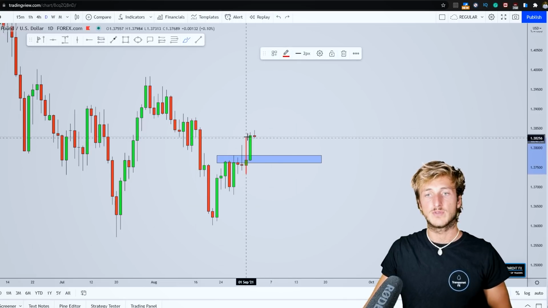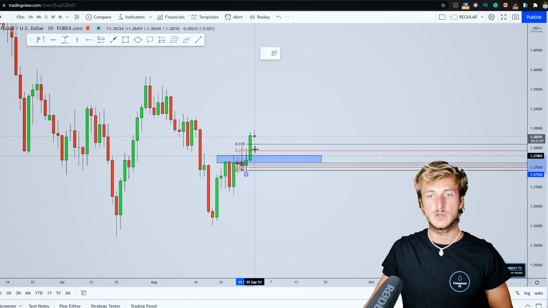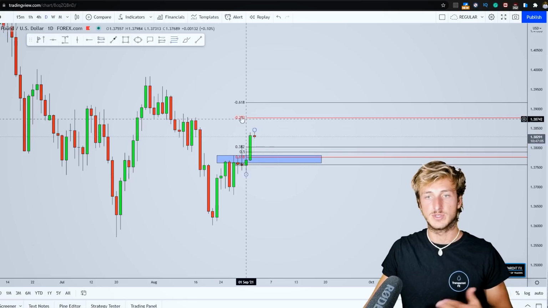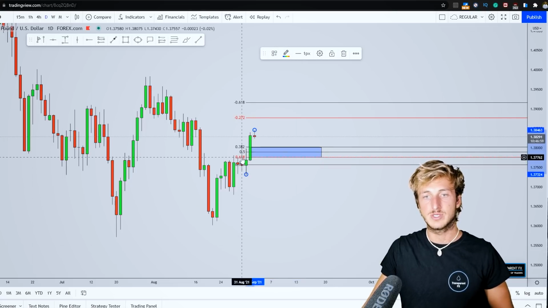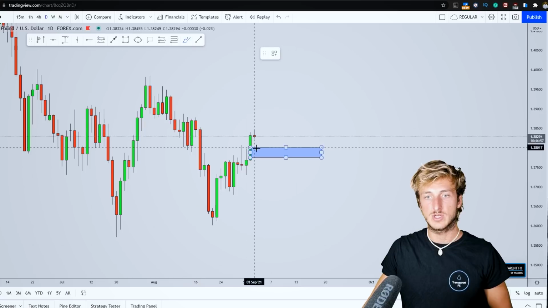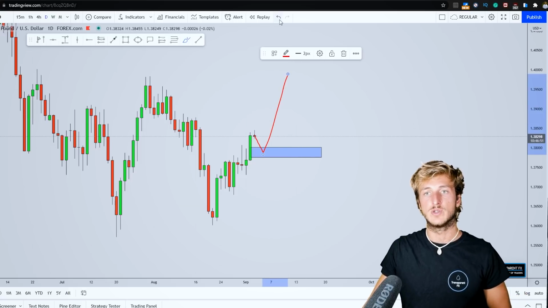Now, in general, after an impulse, if you want to measure the correction, you have to take your Fibonacci from the low to the high of the impulse. And if we do that, what we can see is that we have at 0.382, 50% and 0.618 Fibonacci retracements, all lining up at this area that we do expect the market to test before a potential rejection to the upside.